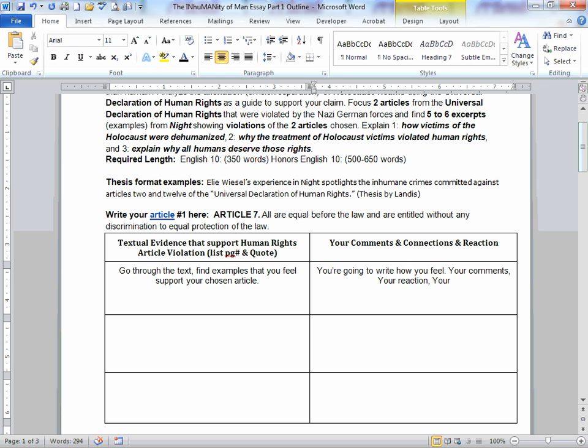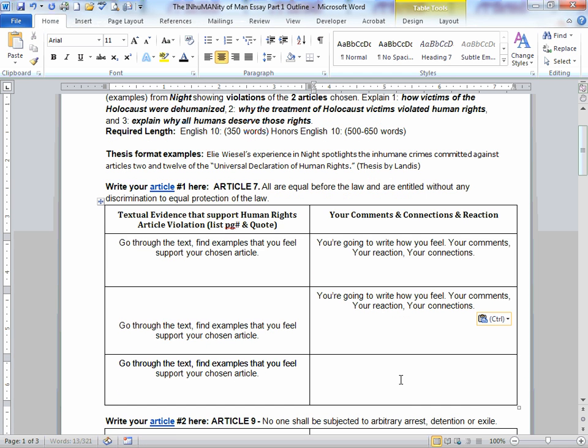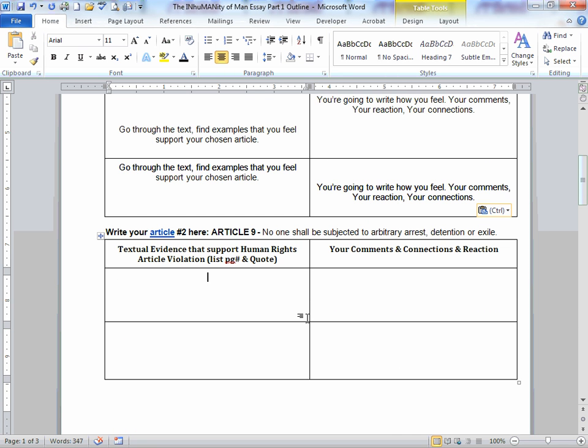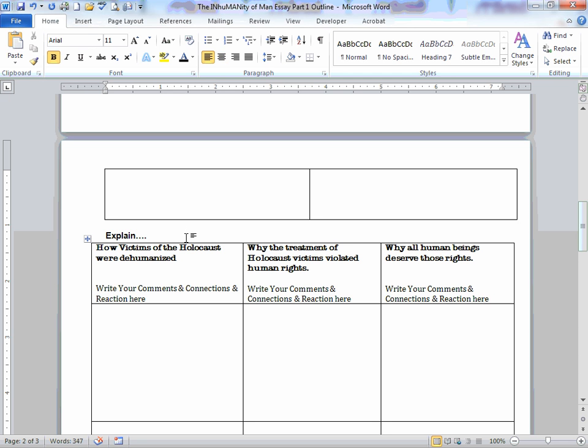So you'll write your comments, your connections, and your reactions. And you'll do that for each one. Then you'll do that for your second article. Now, the next step in your outline is where you explain.